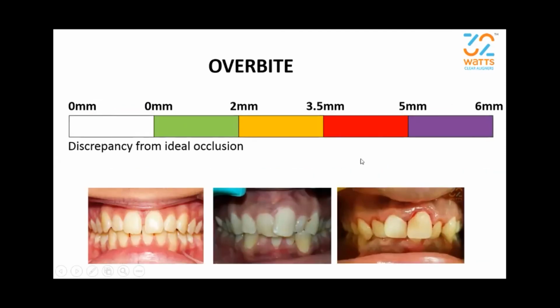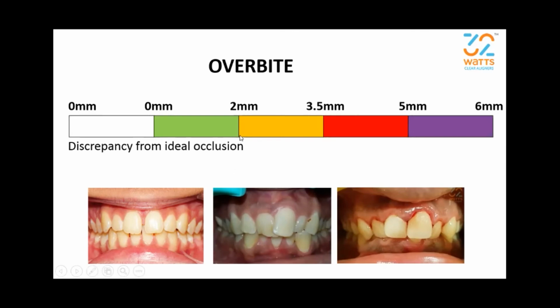Similarly, for the overbite, the majority of malocclusions will have overbite problems. That is the problem in the vertical plane. There is a greater overlap of the upper anteriors. They overlap onto the lower anteriors to a greater extent. So that kind of malocclusion is referred to as deep bite.